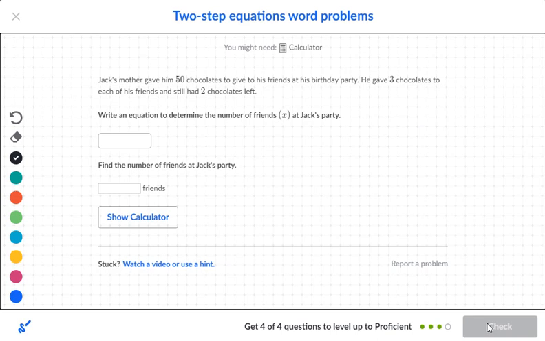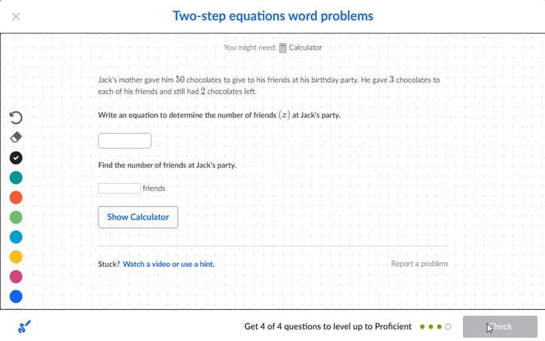Jack's mother gave him 50 chocolates to give to his friends at his birthday. He gave 3 chocolates to each of his friends and still had 2 left. Write an equation to determine the number of friends.